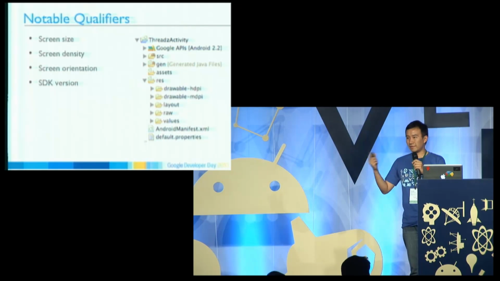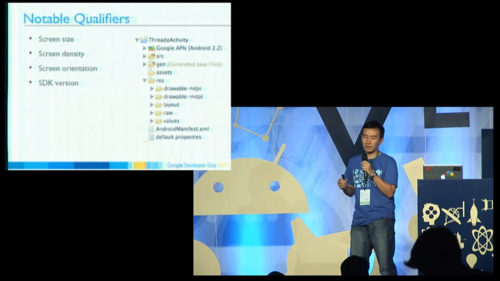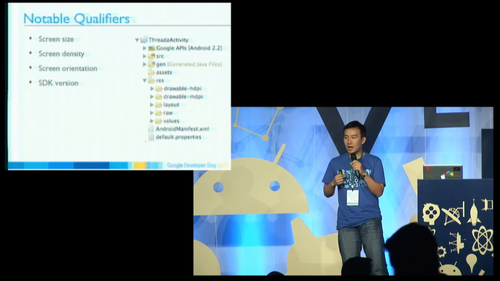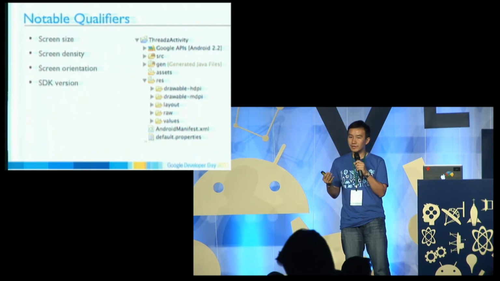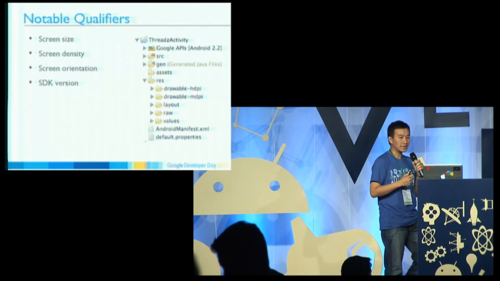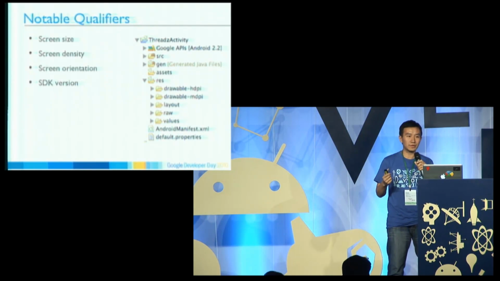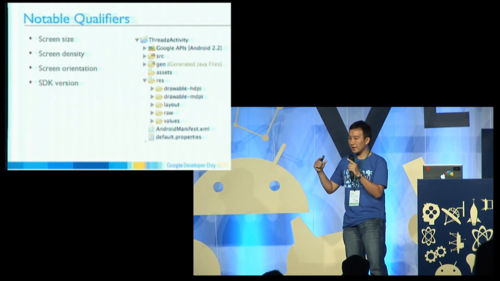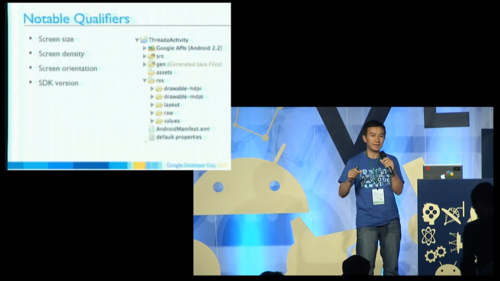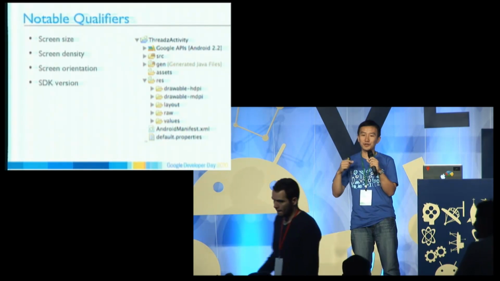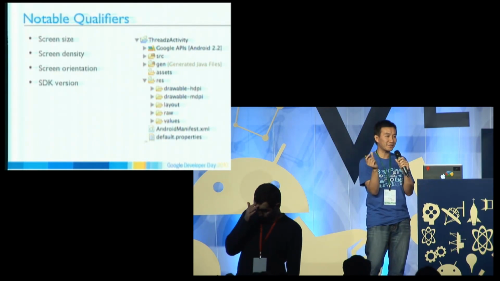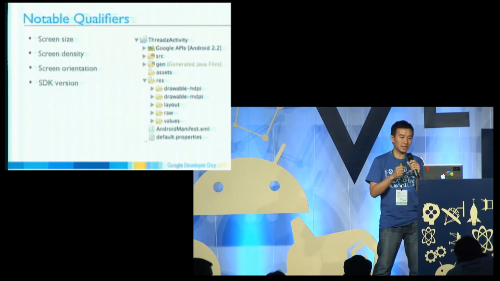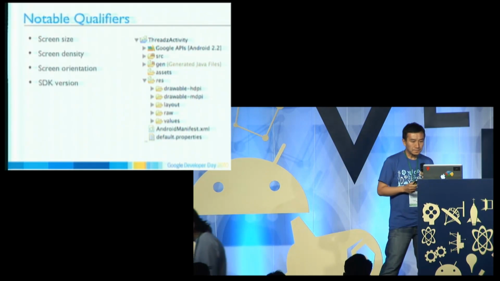There's actually a bunch of qualifiers out there. There's about a dozen of them. Most notably, I'd like to share with you 4 that are related to today's topic, namely the screen size, the screen density, because these define the different form factors that are available out there, and screen orientation. You can be almost certain that your users would rotate their device while using your application. And SDK versions, and we're going to talk more about that today.